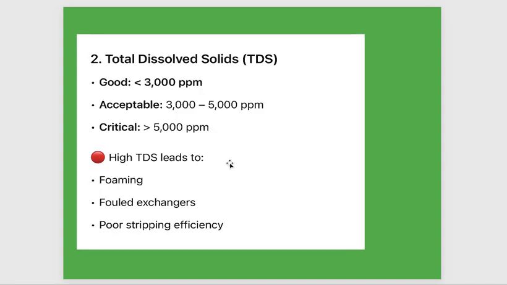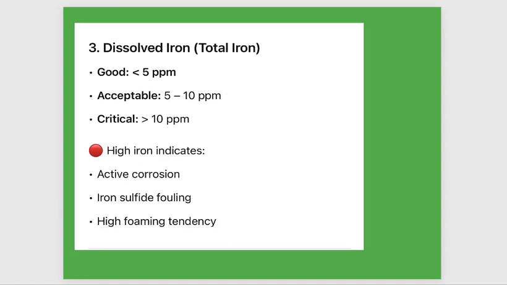Okay, the total dissolved solids, TDS. It will be good if you are lower than 3000 ppm, acceptable between 3000 and 5000 ppm, and critical if you go more than 5000 ppm. High TDS leads to foaming, fouled exchangers, and poor stripping efficiency. Okay, you have to keep that in your mind all the time.